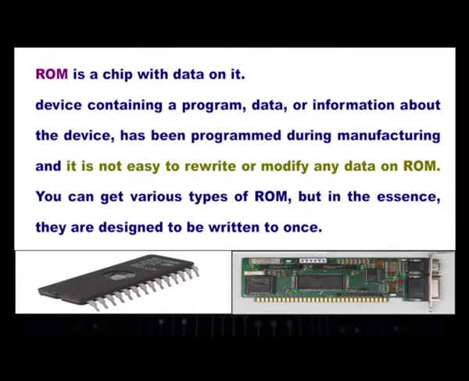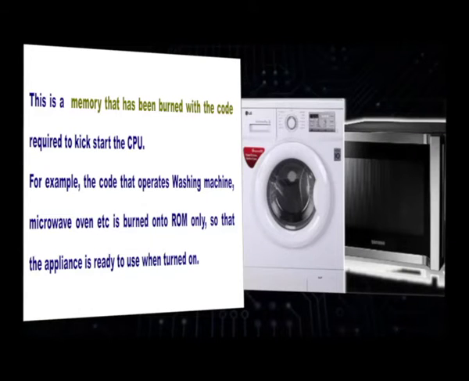ROM is a chip with the data on it, that is, a device containing a program. Data or information about the devices has been programmed during the manufacturing, and it is not easy to rewrite or modify any data on ROM. You can get variant types of ROM, but in essence they are designed to be written to once. This is a memory that has been burnt with the code required to kickstart the CPU.